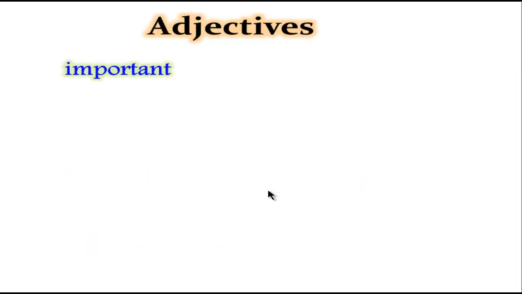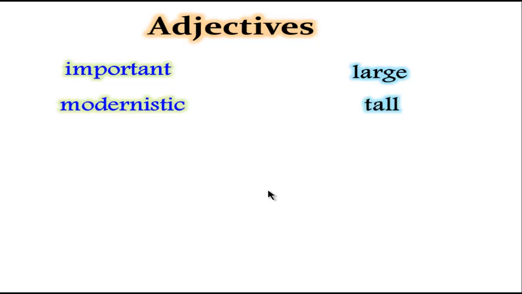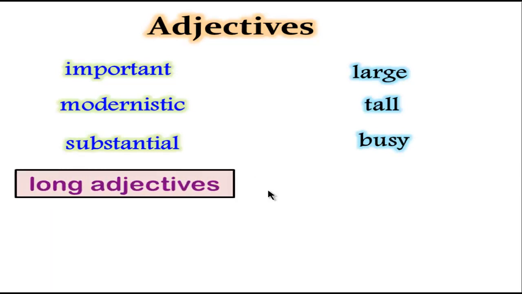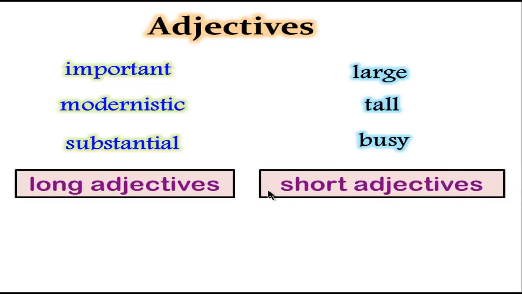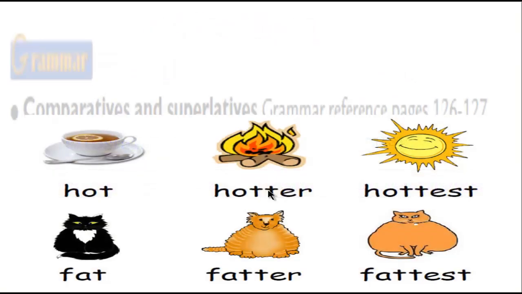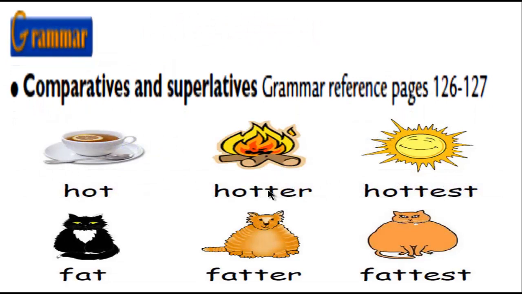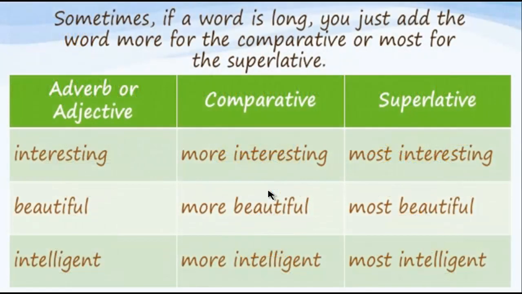Okay, we said before, long adjectives like important, short adjectives like large, modern, tall, substantial, busy. The first group are long adjectives. The second group are short adjectives. Hot, hotter, hottest, fat, fatter, fattest. If a word is long, you just add the word more for the comparative or most for the superlative. Interesting, more interesting, most interesting. Beautiful, more beautiful, most beautiful. Intelligent, more intelligent, most intelligent.